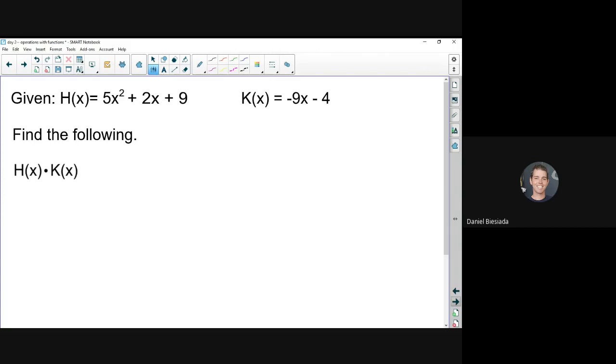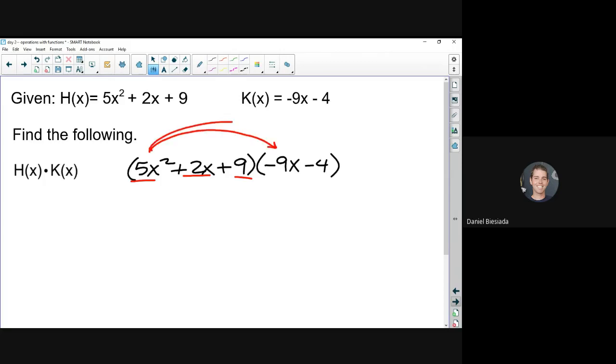This is our familiar example from the last video with capital H of x and capital K of x. And in this one, once again, we're going to start by putting both functions in parentheses. And this is a little different because that first set of parentheses actually has 3 terms in it. And what that means is we're going to actually have to distribute 3 times. The 5x squared, the 2x, and the 9. So just a slightly larger problem. Nothing terribly new here, but a larger problem.